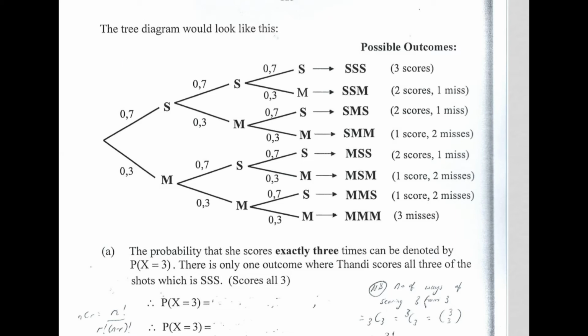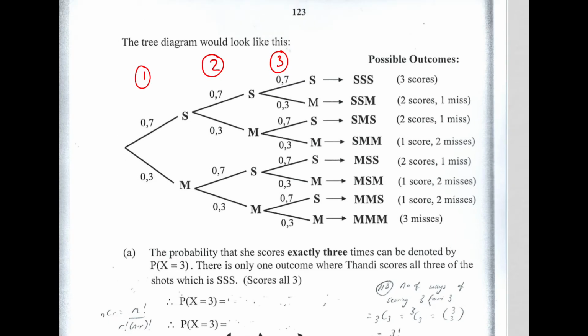This part represents her first shot on goal, this part represents her second shot on goal, and this part represents her third shot on goal. She's either going to score with a 70% chance or miss with a 30% chance on her first trial. For her second trial, if she scores, again she has a 70% chance of scoring or a 30% chance of missing. Let's say she missed on her second shot, then she either has a 70% chance of scoring or a 30% chance of missing. I'm not going to read them all to you, but this tree diagram represents all 8 possibilities of the order in which she can either score or miss.